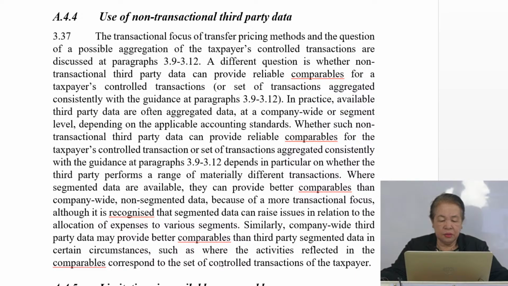Okay. So, where segmented data are available, they can provide better comparables than company-wide non-segmented data because of more transactional focus, although it is recognized that segmented data can raise issues in relation to the allocation of expenses to various segments, no? So, pwedeng mag-raise siya ng question on the allocation of expenses, no? Pero dapat meron tayong variables or meron tayong allocation basis. Similarly, company-wide third-party data may provide better comparables than third-party segmented data, no? In certain circumstances, such as where the activities reflected in the comparables correspond to the set of controlled transactions of the taxpayer. So, yung company-wide third-party data daw will provide better comparables than per third-party segmented data.